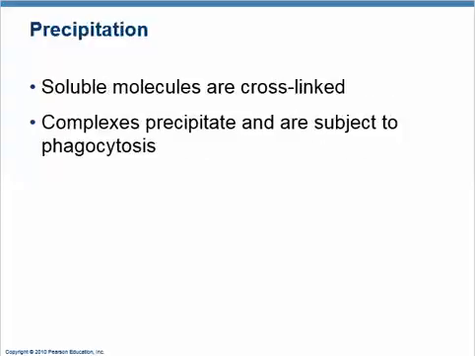Now, precipitation is the same sort of thing, except what it does is it makes the molecules too big to be soluble anymore. And they end up precipitating out and becoming kind of like a dust, a suspension, and it makes them more susceptible to phagocytosis. They can't get away because they're not dissolved in the plasma anymore.